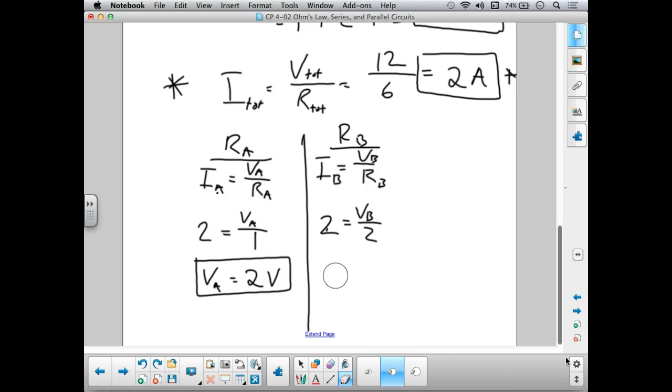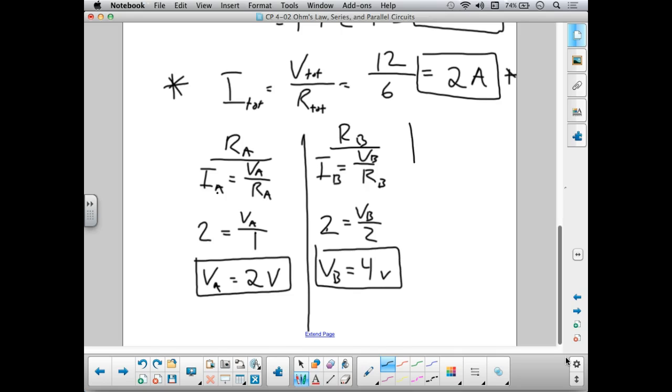I'm just going to move that to the other side. Voltage across B is 4 volts. And finally, let's zoom in on resistor C. Same thing, Ohm's Law, but zoomed in on resistor C.